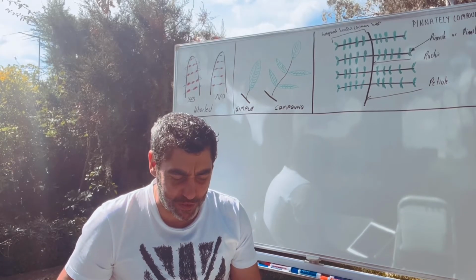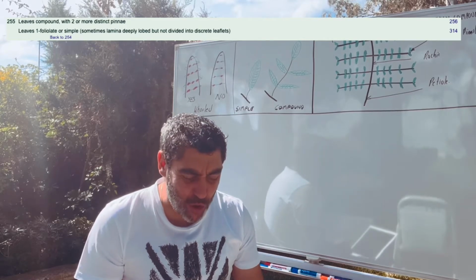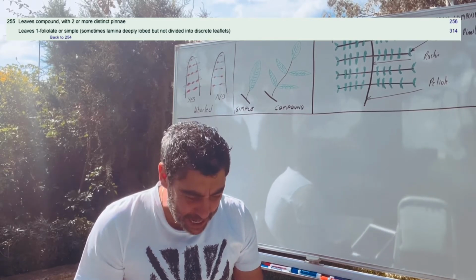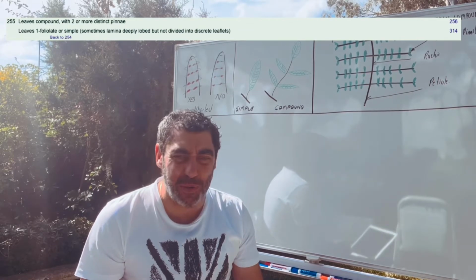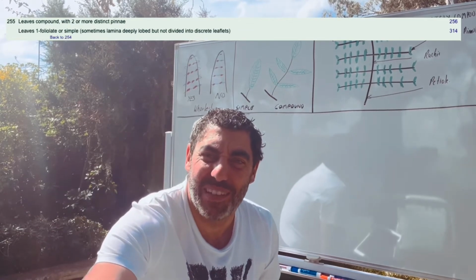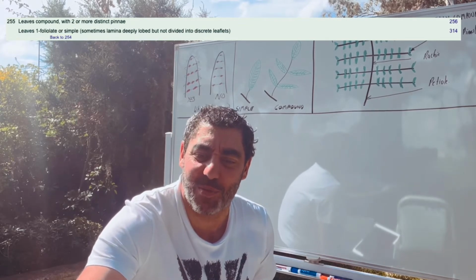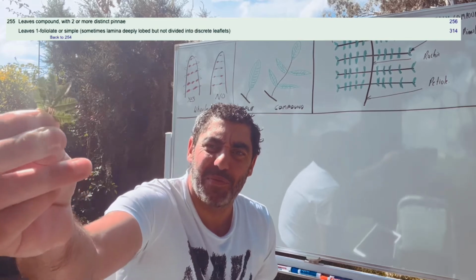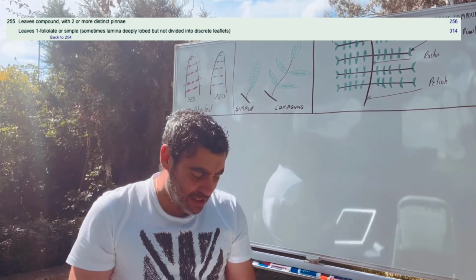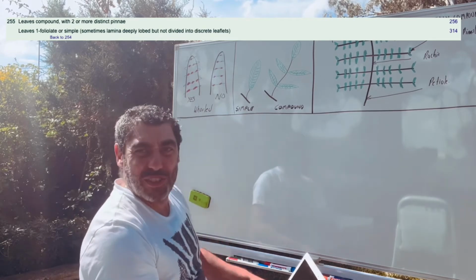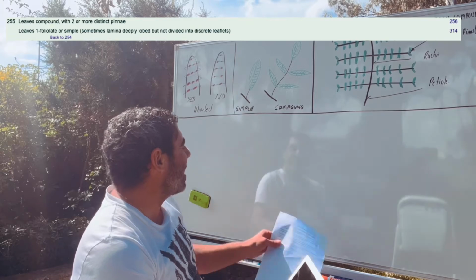Okay, so 255. Leaves are compound with 2 or more distinct pennae, or leaves are 1, foliolate or simple. Well, we know this is clearly not a simple leaf. We need to know that kind of stuff at the simplest level. That is not a simple leaf, that is a compound leaf. Now, if you want to go to the next level, just up here, this is your simple leaf, and then there we have our compound leaf.